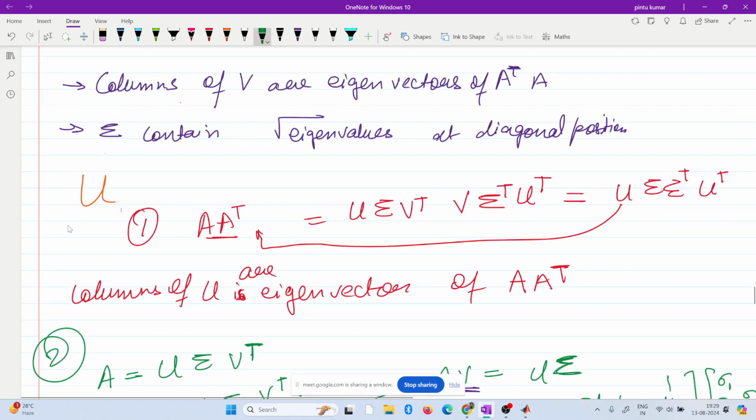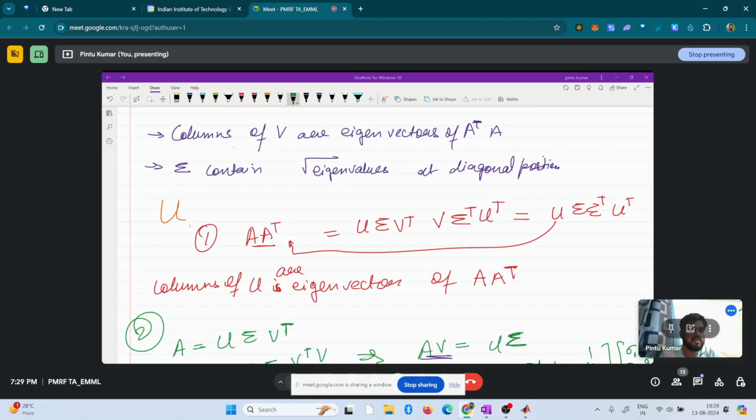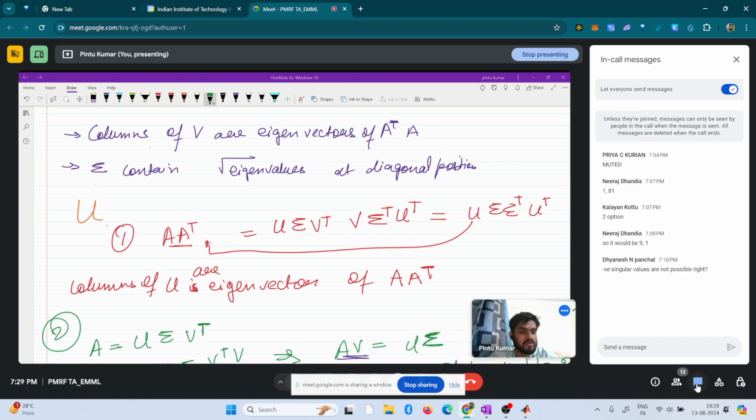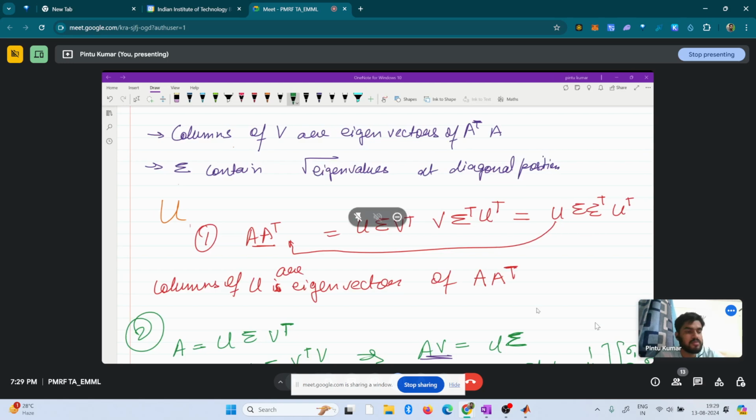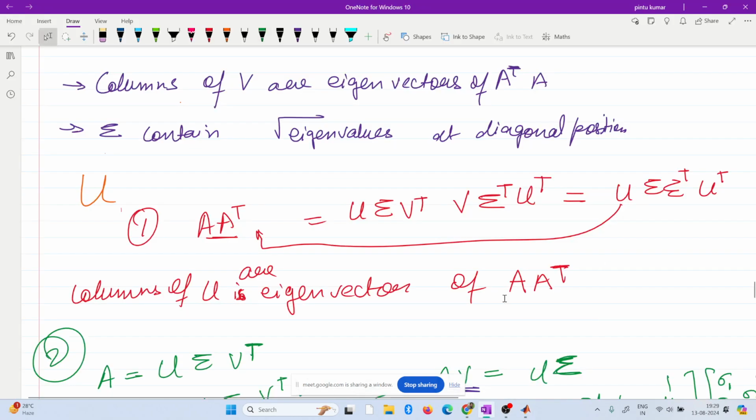Any doubt in calculating singular value decomposition before I talk about why these singular value decompositions are important? You can either speak or you can just type or whatever is possible.